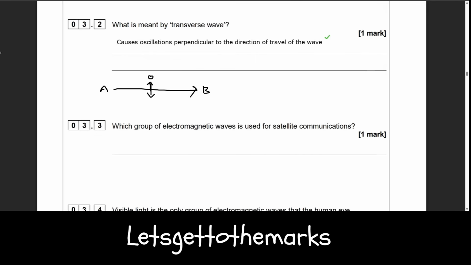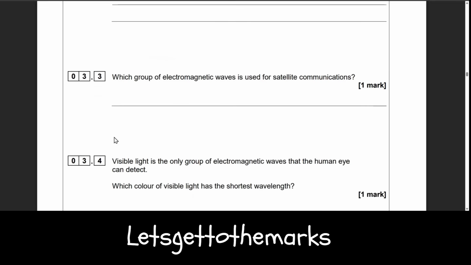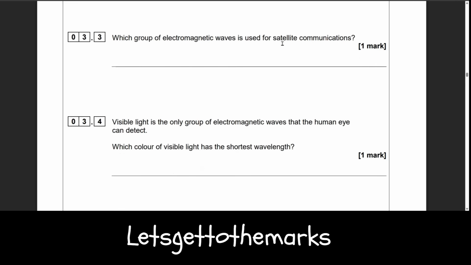Okay, let's go. Which group of electromagnetic waves is used for satellite communications? So, communications, we can use infrared, we can use radio waves, we can use microwaves. Now, one of those is good because it can penetrate the Earth's atmosphere and reach the satellites. And the other way down, the satellite can send that wave back down, which will penetrate the atmosphere. What you don't want is something like a radio wave, which could bounce off the atmosphere, certain frequencies of radio waves. So, we're going to go with microwaves.